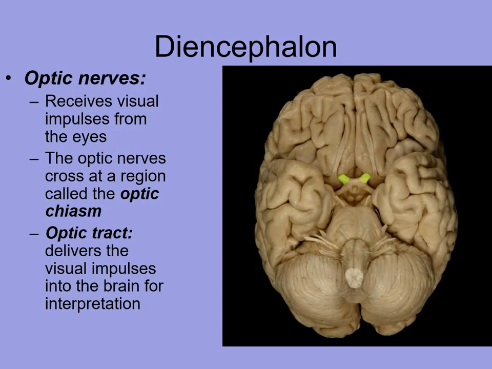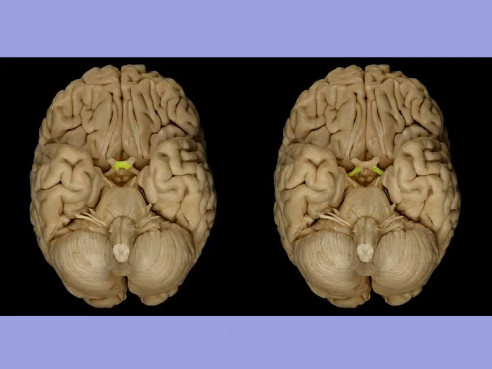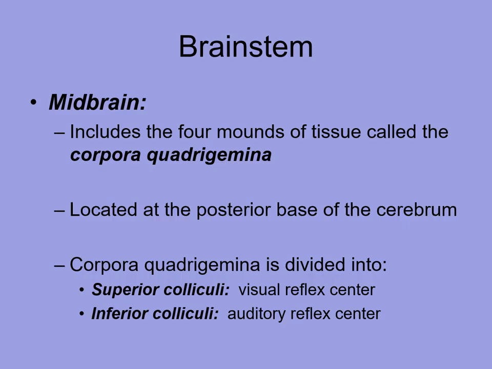The optic nerves, they receive visual impulses from the eyes. Those optic nerves are going to cross at an area known as the optic chiasm in this area, and will also deliver that impulse, similar to olfactory, to an area of the brain where the interpretation takes place of what you are visually seeing. So here's the optic chiasm, and then it's going to go down to the appropriate visual region for interpretation. The brainstem, once again, is divided into different components.